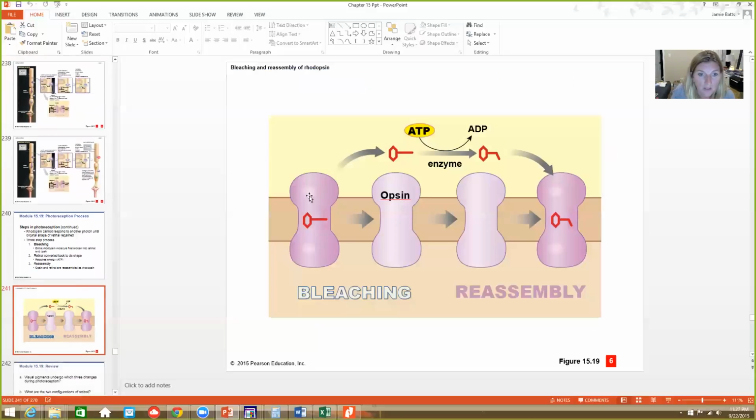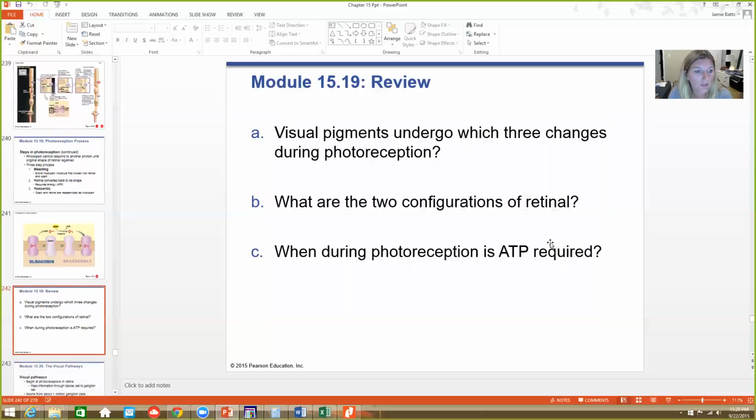So here you see this bleaching. You've got to take the retinal out. You have to convert it using ATP and then stick it back in. This whole process of reassembly. You can pause the video here, go back and review.